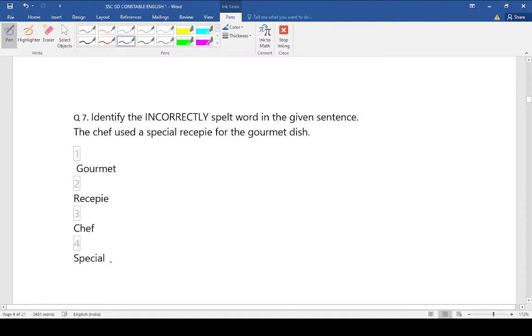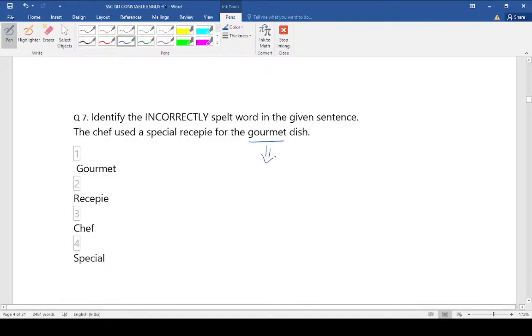Identify the incorrectly spelled word in the given sentence. Here also we have to find out which word is given with the spelling mistake. The chef used a special recipe for the garment dish. So first of all, we have to know here, chef is a common word we use usually. Used is a common word. Special, that also is a common word. Recipe also common. For the garment dish, garment. So here garment.